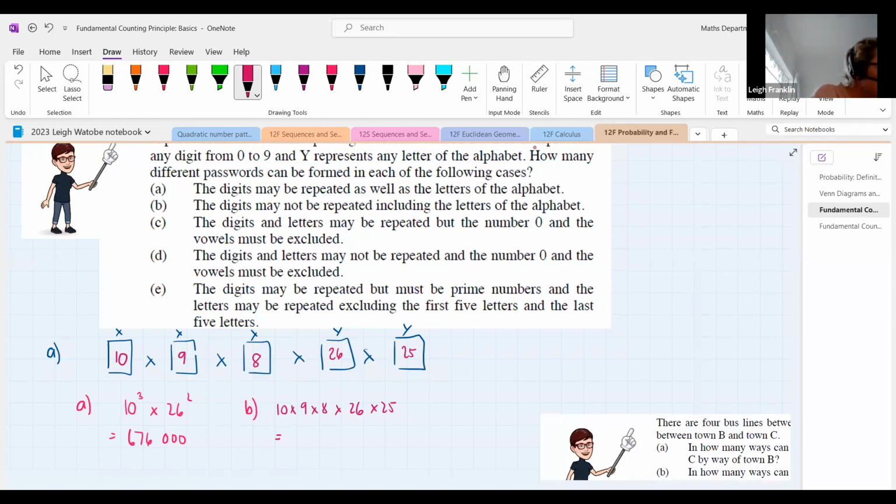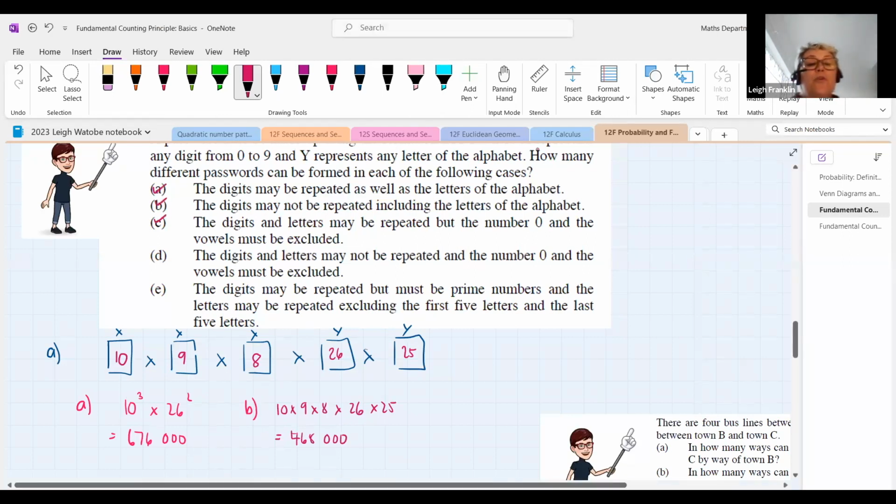Good, and I think some of you did, in fact, put that into the chat. Let's work out what that would be. 468,000. Are you guys getting that as well? 468,000 different combinations that can be made. Good, well done, fantastic. Let's go and have a look at the third one.